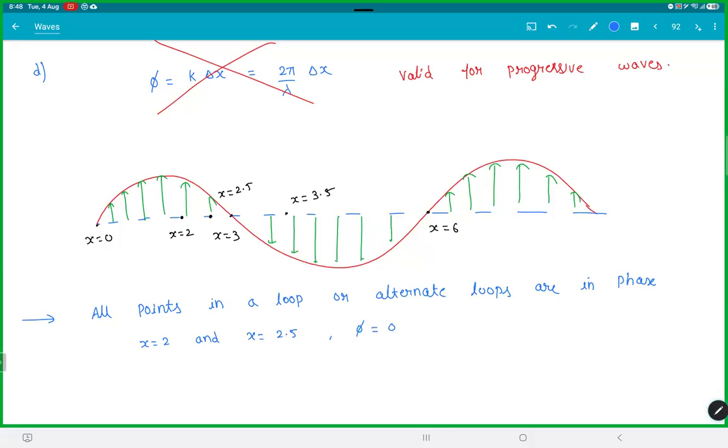So be careful. You can't use that formula. So here you get only two answers. Either you'll get 0 or π. There is no other option for stationary waves. And if you look at x is equal to 2.5 and 3.5, the points in consecutive loops are out of phase.